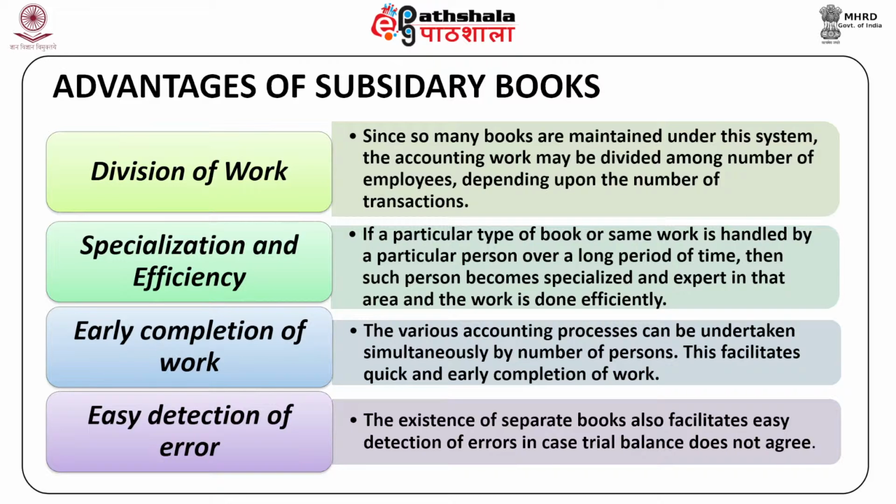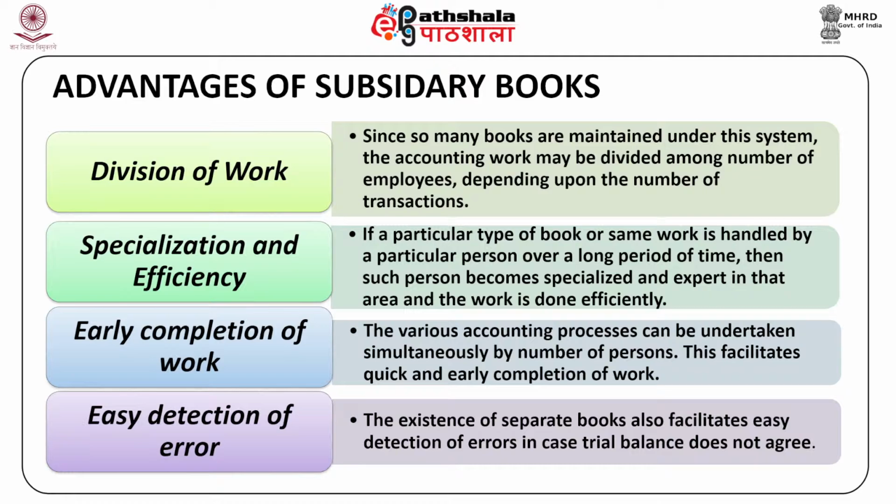The second is specialization and efficiency. If a particular type of book or same work is handled by a particular person over a long period of time, then such person becomes specialized and expert in that area and the work is done efficiently. The third is early completion of work. The various accounting processes can be undertaken simultaneously by a number of persons. This facilitates quick and early completion of work.